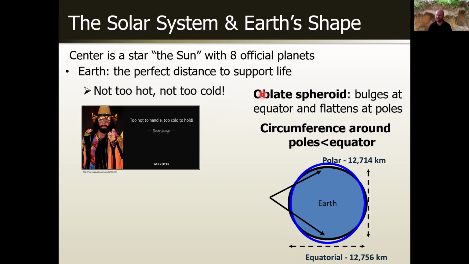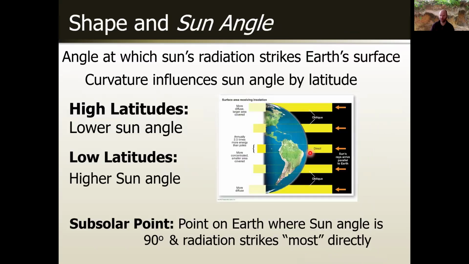It's actually what's known as an oblate spheroid, where literally it bulges at the equator. You can think of a ball where you push down, and so it pushes out. So the equator is bulging relative to the distance between the poles. That is known as an oblate spheroid, where the circumference is greater around the equator and lesser around the poles.